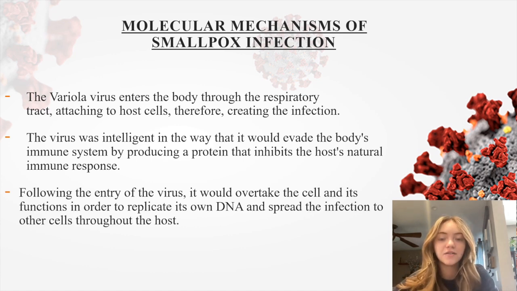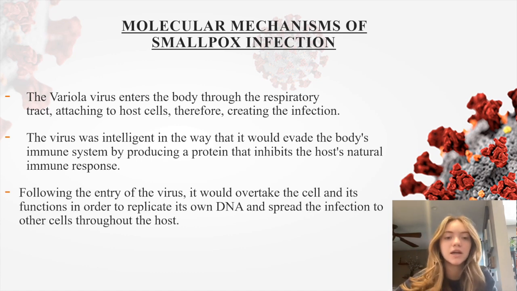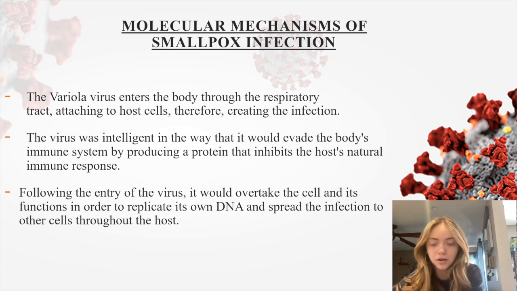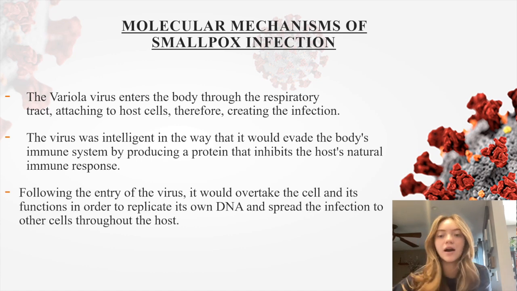One of the reasons that the smallpox virus was so successful and created such an outbreak was that the virus produces a protein that inhibits the host's natural immune response. Normally the body would attack the virus and try to prevent an outbreak once it enters through the respiratory tract. But because of this protein, the body wouldn't recognize that it was there early enough, and then the host would become infected and sick.